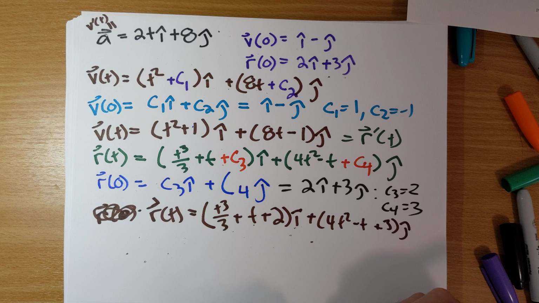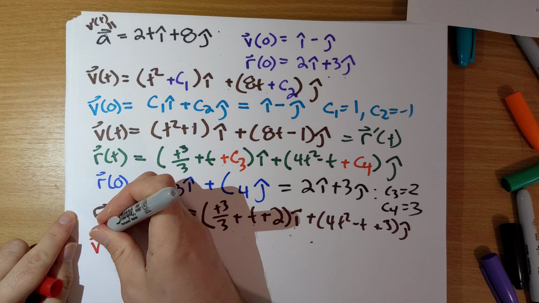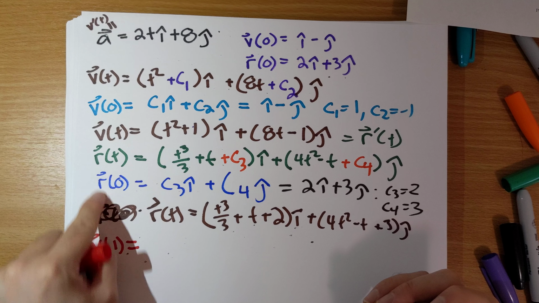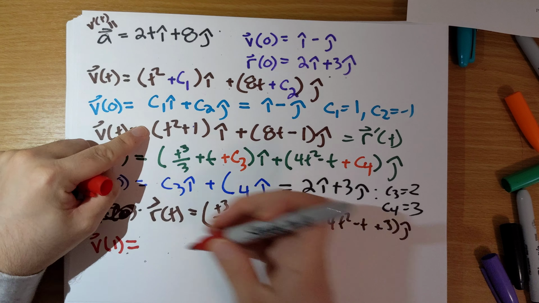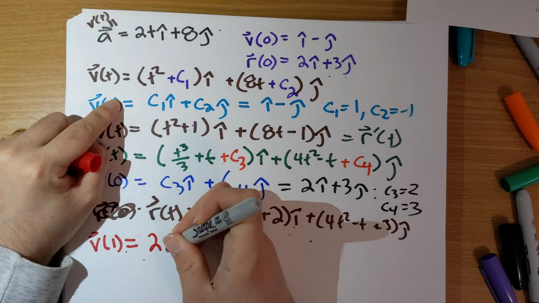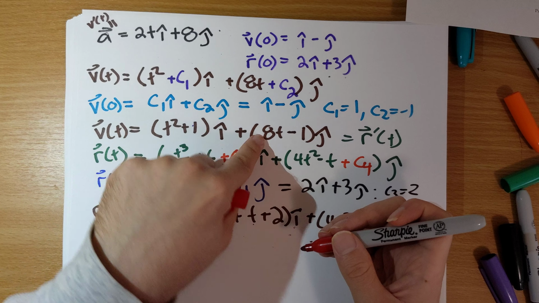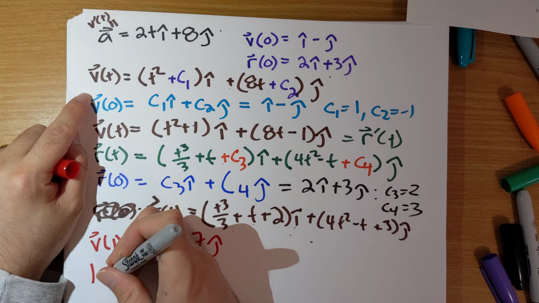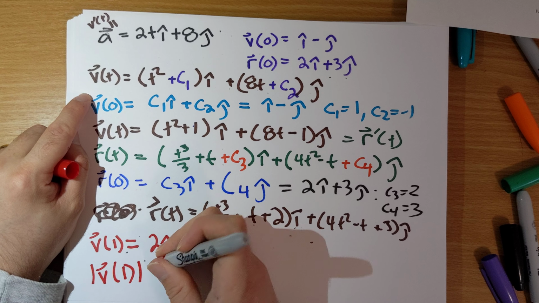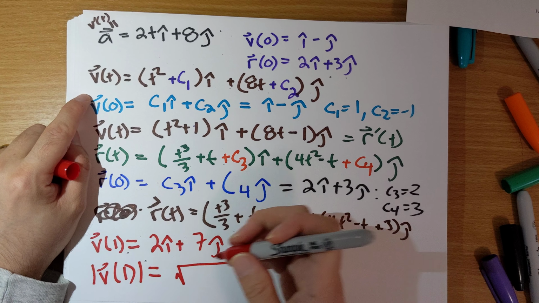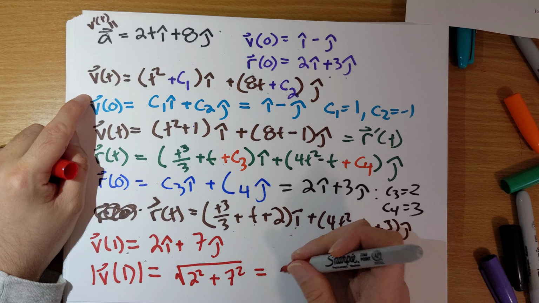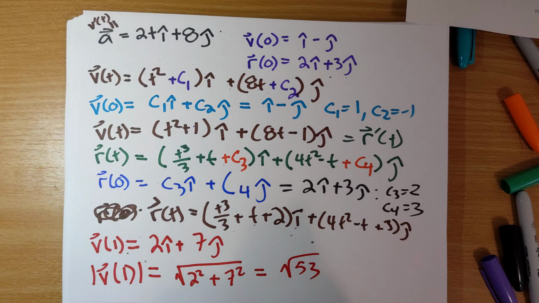Part B says find the speed of the particle at time t is equal to 1. Well, first we need the velocity at time t equals 1. v of 1 is, plug in right here, 1 squared plus 1 is 2 i hat plus 8 times 1 minus 1 is 7 j hat. So the speed at 1 is the magnitude of this. Square root of 2 squared plus 7 squared, square root of 53.